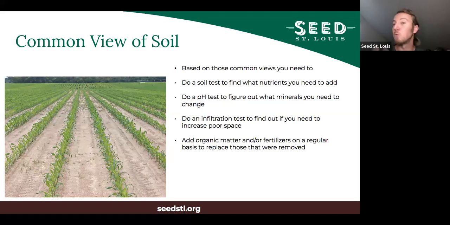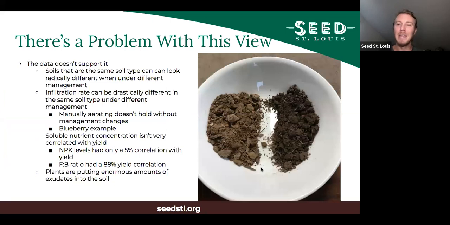So that's kind of the general story of soil as I have experienced it. But there's a couple problems with that. If you start actually living with these things and looking at things and trying to test them, many of those things are not incorrect. But there's a couple kind of holes in that where you're like, that doesn't quite explain why this is happening.